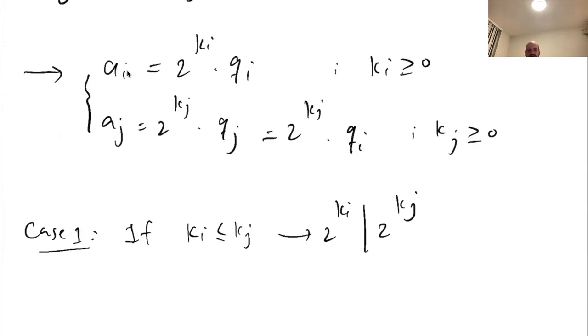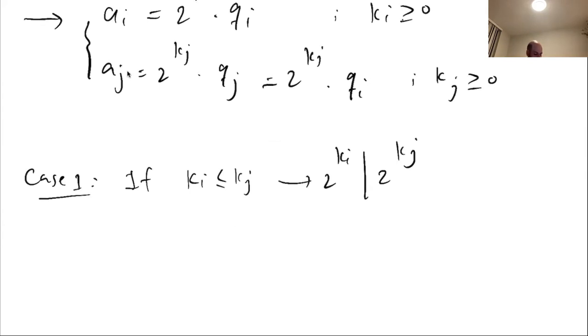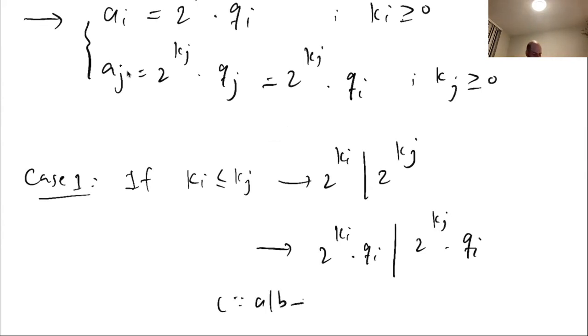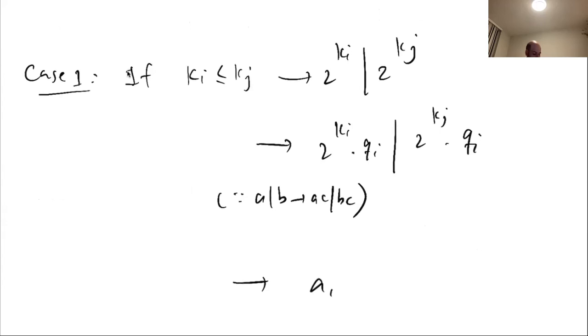If Ki is less than or equal to Kj, 2 to the power Ki is a factor of 2 to the power Kj, meaning that 2 to the power Ki divides 2 to the power Kj, and therefore I can say that 2 to the power Ki times Qi divides 2 to the power Kj times Qj. If A divides B, then AC divides BC. A divides B implies AC divides BC. And this means Ai divides Aj.